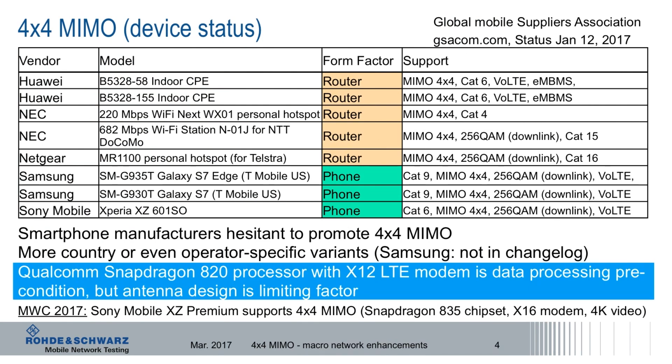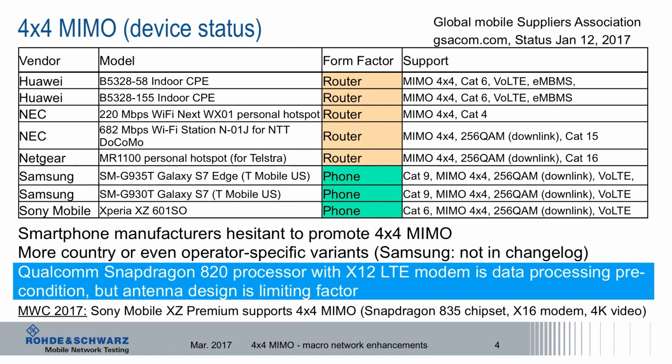What is the status of the ecosystem, the device status? We currently do not have many smartphones supporting 4x4 MIMO. And this is the last status we have here, January 2017. We have 3 devices, and mostly they are operator-specific devices. We see 2 Samsung phones here for the T-Mobile US 4x4 MIMO networks, and we have a Sony Mobile smartphone here, also for a dedicated customer. So the smartphone manufacturers are still hesitant to promote 4x4 MIMO because it's very difficult in a smartphone form factor to generate 4 uncorrelated receive paths.